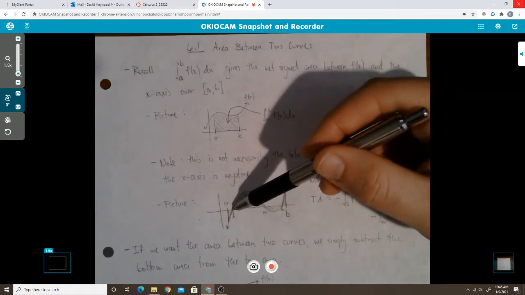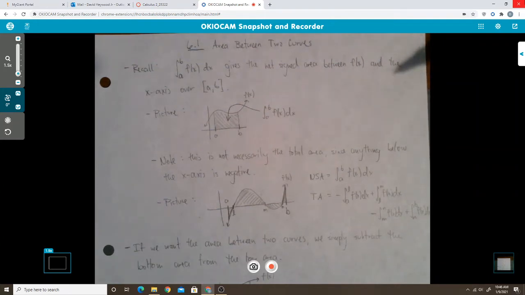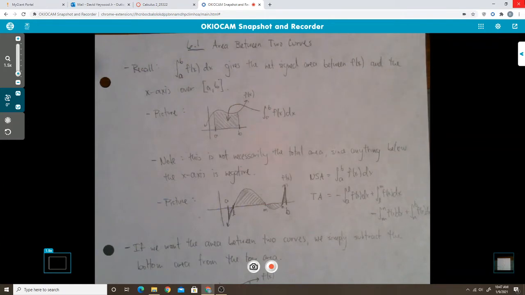So you actually have to split the integral every time you cross the x-axis, and then negate anything below the x-axis in order to get the actual area. Okay, so the integral is the net signed area. That's just review of stuff that you should have seen in Calc 1.